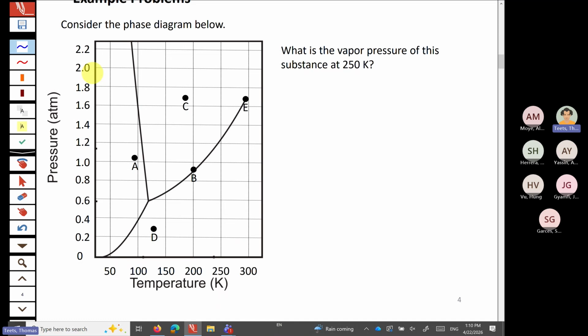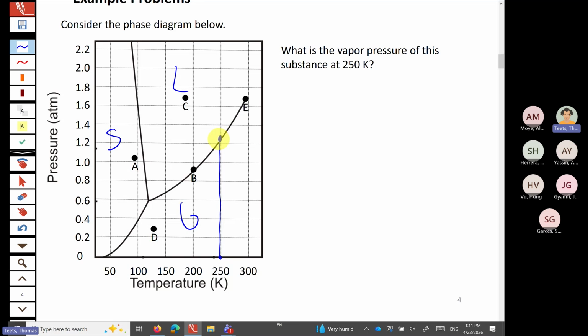We had a previous problem where we predicted the boiling point at a particular pressure, where you go over horizontally at a specific pressure and figure out where the liquid gas line crosses. So this is solid, liquid, gas. We're talking about vapor pressure, vaporization, boiling, any of those things. We're talking about the conversion between liquid and gas. Here, though, we're looking for vapor pressure at a specific temperature. So we're going to go to that temperature that's specified, 250 Kelvin, and we're going to figure out at what pressure the liquid gas line meets at that temperature.